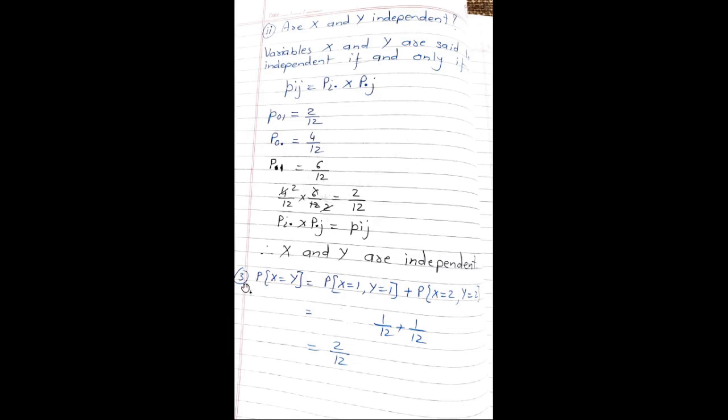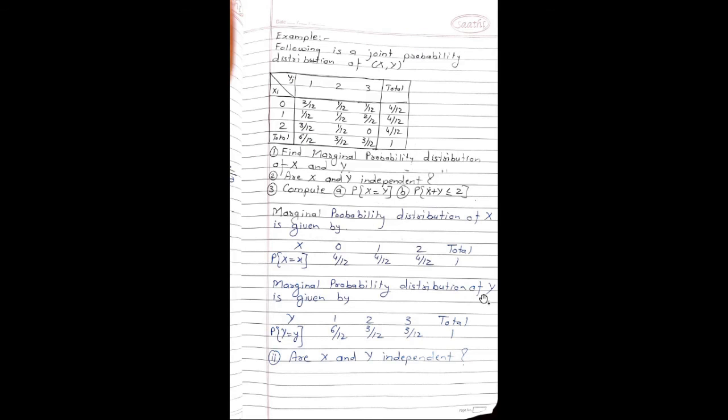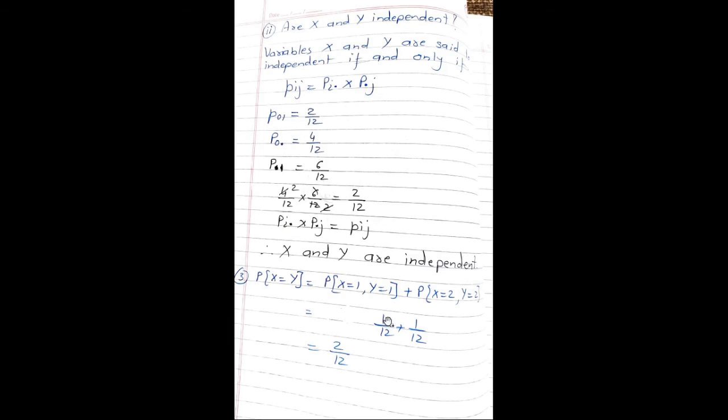Now in the third part of the problem, we will find probability x is equal to y, which is probability x is equal to 1, y is equal to 1 plus probability x is equal to 2 and y is equal to 2. So two values we have to get. X is equal to 1, y is equal to 1, the probability is 1 by 12. And x is equal to 2, y is equal to 2, the value is 1 by 12. So 1 by 12 plus 1 by 12, the answer is 2 by 12.